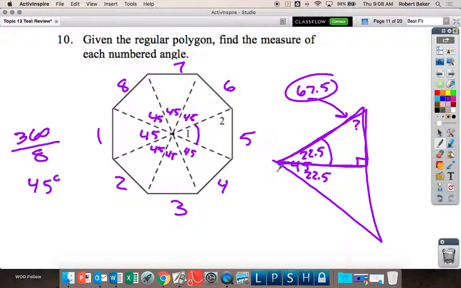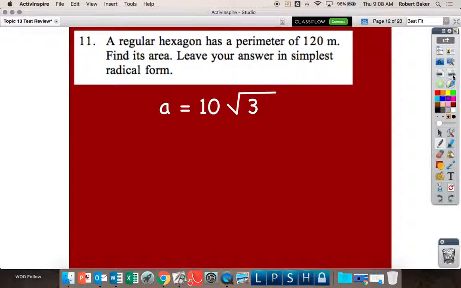The reason we do 360 divided by 8 is because it's like we're calling this a circle, and you're cutting that circle into 8 equal pieces.